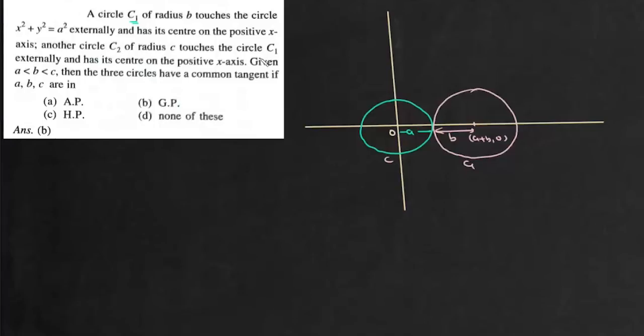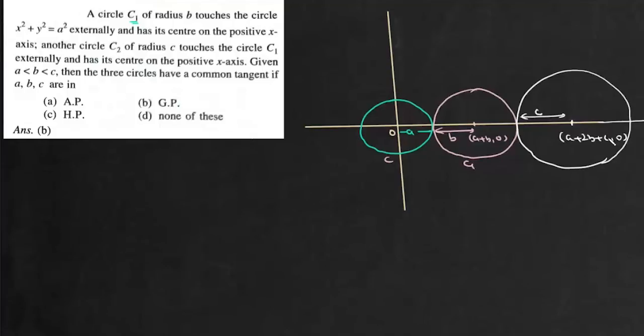there is another circle C2 of radius c which touches C1 externally and has its center on the positive x-axis. So we have another circle C3 which touches this circle and its radius is c. Now this is (a plus 2b plus c, 0).